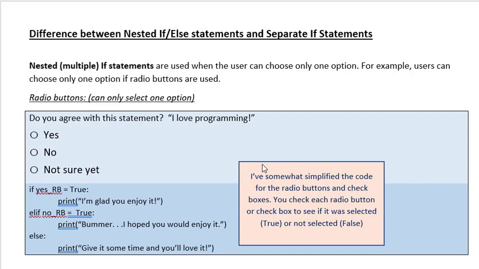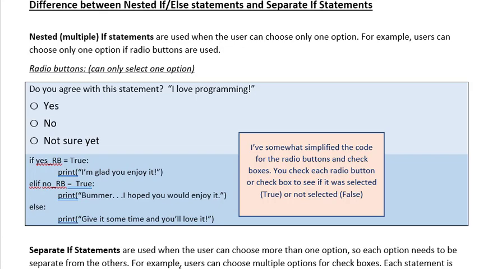So if you look at the if statement, it's going to check the options, but if something is true, it's going to execute the statement below it and then drop out of the if statement, assuming that the other two do not need to be checked, since you can only select one radio button.